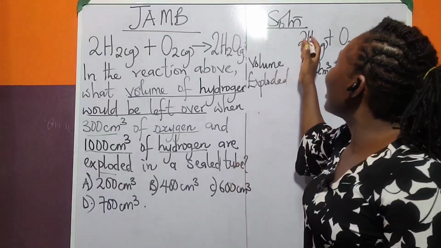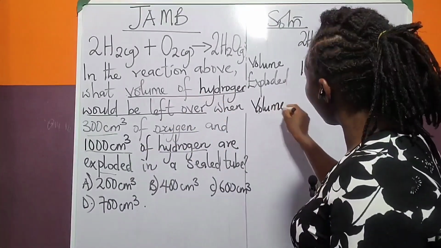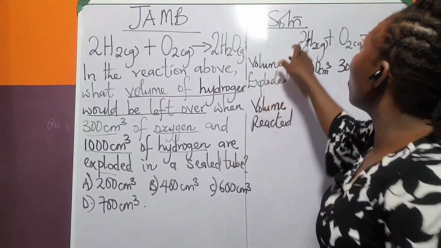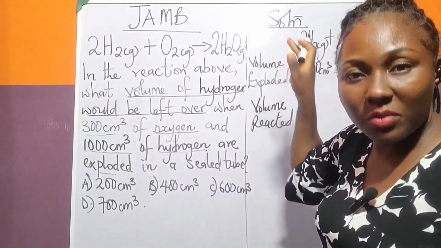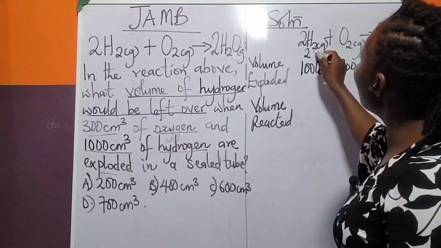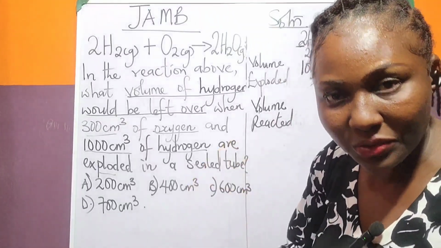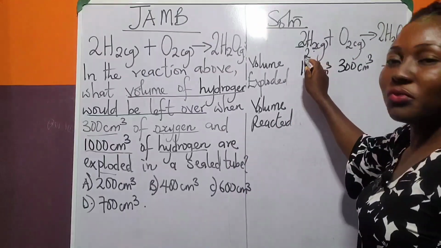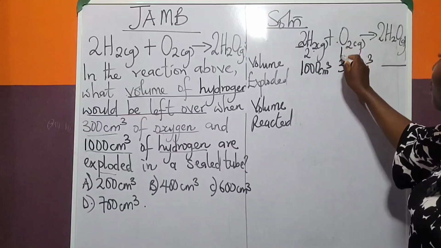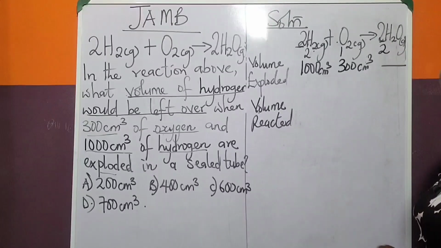Then how do I get the volume that reacted? How do I get it? I will go back to the equation, and the equation must be balanced. Here the equation is already balanced. So from the equation I have that 2 moles of this, the moles will represent the volumes now. So 2 moles of this becomes 2 volumes of hydrogen gas, then 1 mole is here, so I'll have 1 volume of oxygen, then 2 moles is here too, so I'll also have 2 volumes.